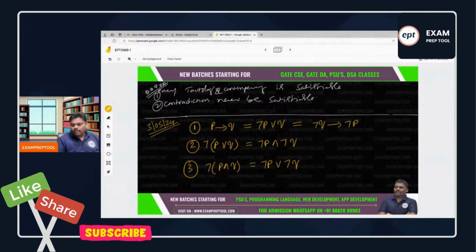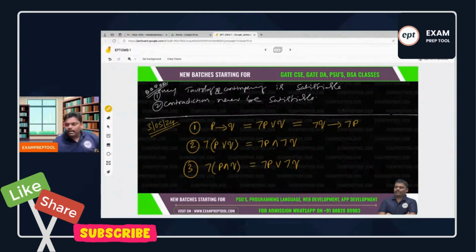So when a common negation is there and the negation comes inside, all of them will get the negation. And becomes or, or becomes and. Every person should get the negation. So negation P, and becomes or, negation Q.